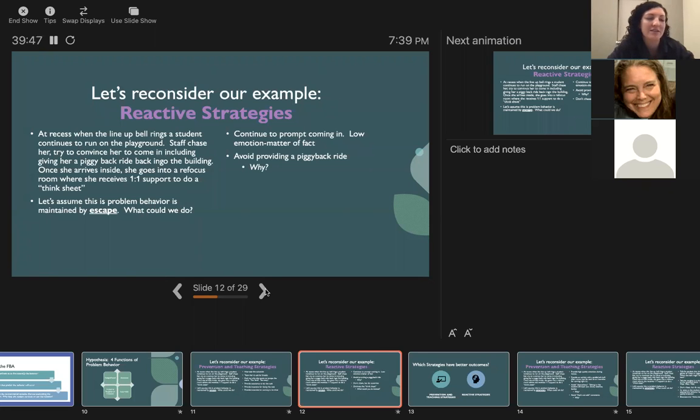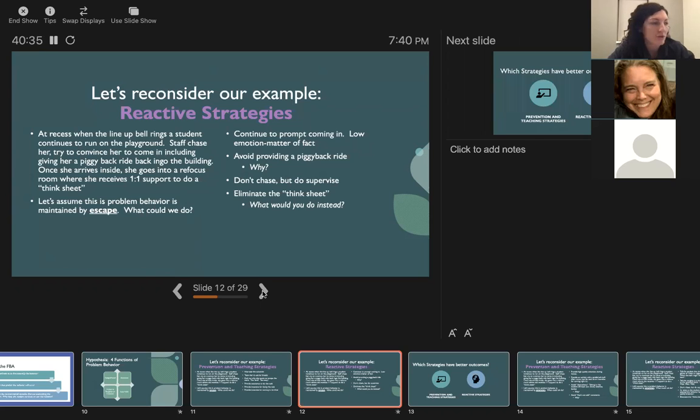Avoid providing the piggyback ride. Why? It's highly reinforcing. Don't chase, but do supervise. Honestly, initially when I implemented the interventions for this student, I said, stay in visual contact. But that wasn't made clear. So at first they just went in and she was out there alone. They were around the corner. We have to supervise, but we don't need to chase them. And you don't need to hide or be out of their viewpoint. You can just be there, but not chasing. And then eliminate the think sheet. What would you do instead?